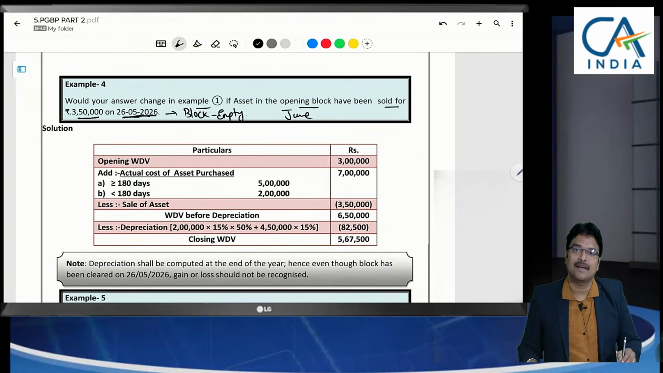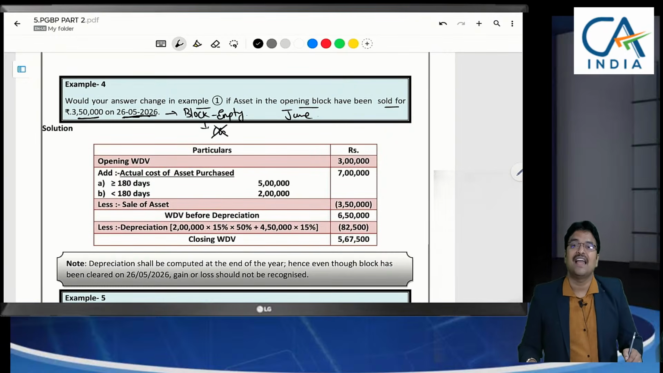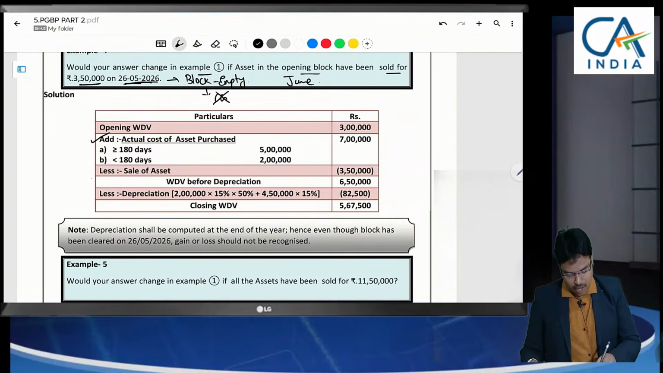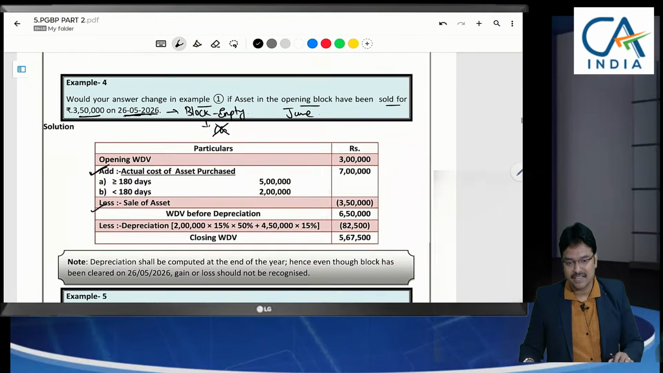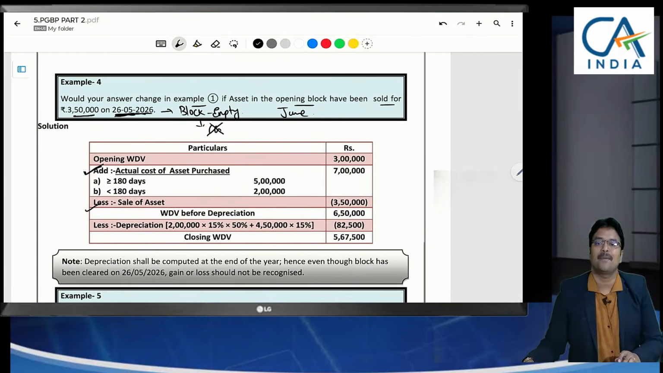Even though the block has become empty, here capital gain should not be calculated because we never calculate capital gain in the middle of the year. We never calculate depreciation in the middle of the year. We shall compute depreciation only once in the year. So that's why after the end of the year, first we will make additions, not subtractions. Whenever we are making additions, now a new asset has come into the block. Sir, am I clear? Even though on this date you have sold all the assets, you need not calculate capital gains.